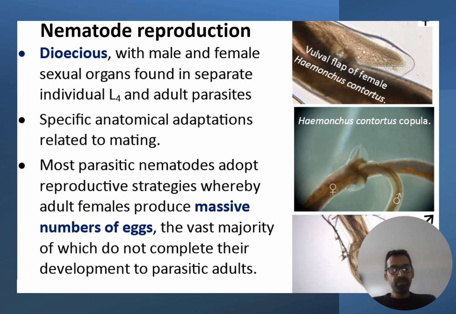Nematodes are important helminths, and as I said, they are dioecious, with male and female sex organs found in separate adult worms. The L4 stage larvae, or the adult parasites, are anatomically adapted for mating. In terms of reproductive strategy, the adult female produces a massive number of eggs, and the vast majority of these eggs will not complete their development to a parasitic adult.